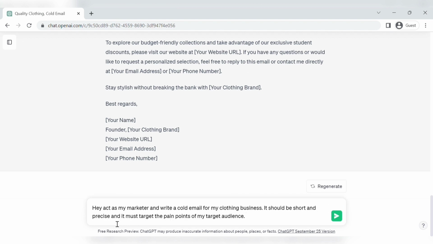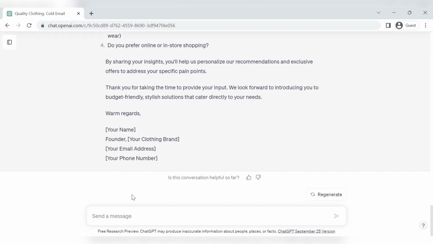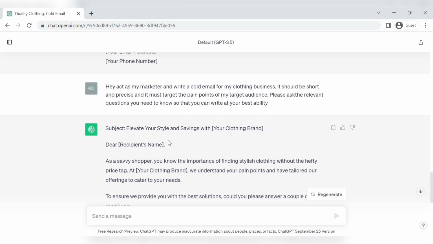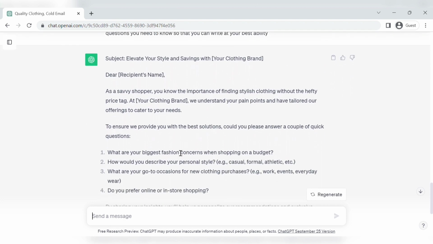Here I am making a mistake, which I will tell you later so that you can learn. Now comes the game-changing line. I am telling ChatGPT to ask any relevant question that it needs to write my cold email. It relieves us from the process of thinking of every point that we have to tell it. ChatGPT itself tells us everything that it needs to know to write efficiently.